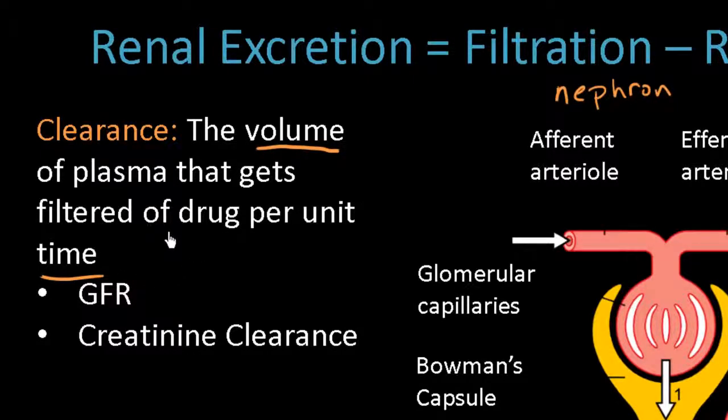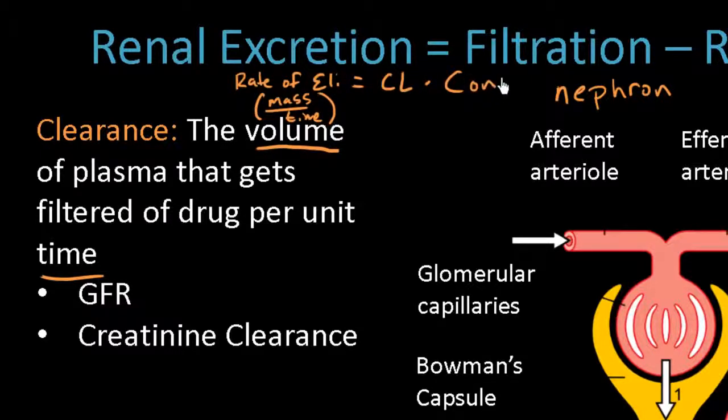It is not telling us how much drug is getting filtered, it's just telling us how much volume of plasma is getting filtered per unit time. To figure out how much drug is getting filtered, what I'm referring to is the rate of elimination. This rate of elimination is an amount. It's the mass over time, mass as in the milligrams of drug. And this was equal to, as we previously discussed, the clearance times the concentration.